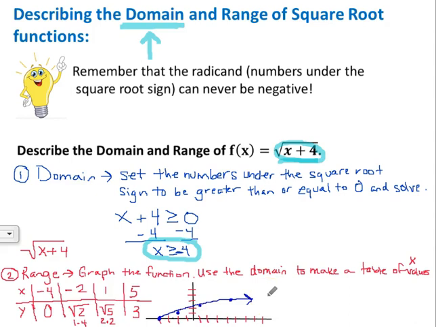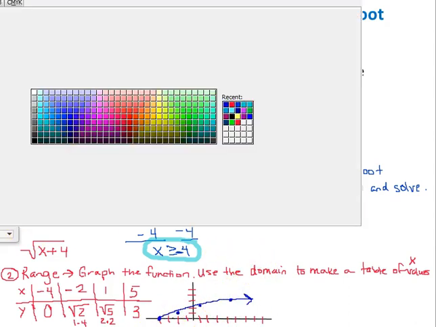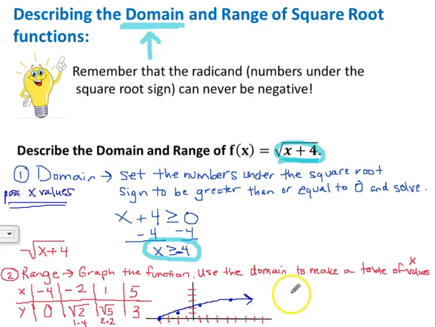So what are our possible y values? That's what our range is. Remember, the domain is our possible x values, where our range is our possible y values. So it looks like our graph starts here at 0. So that means that our range is going to be that y has to be greater than or equal to 0. So our range is all of our possible y values.